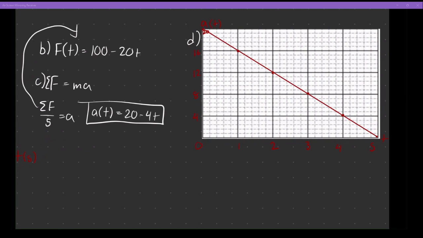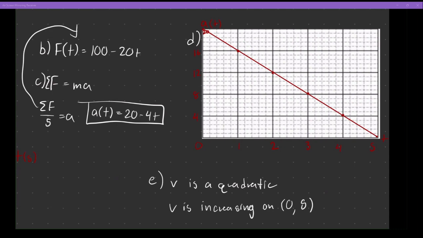Part E asks what information can be extracted from this graph. One thing you can tell is that since the acceleration function is a linear, mx plus b, straight line, the velocity is a quadratic. Another thing you can tell is that velocity is increasing on 0 to 5, because the acceleration is positive and the velocity is also positive, so they're both pointing in the same direction for the first 5 seconds. So velocity is increasing on this time period.